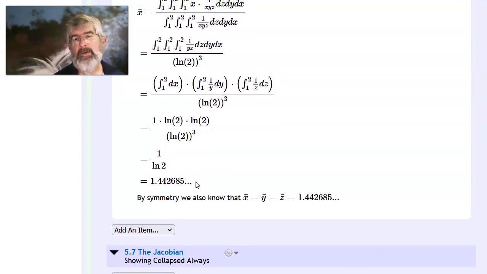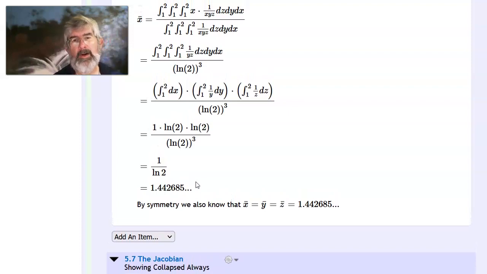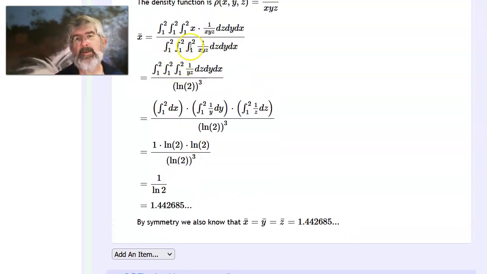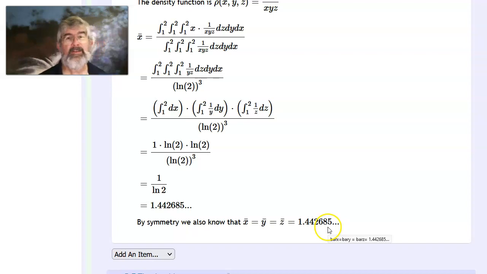I think because of the symmetry of this thing, you can see that y bar and z bar would also be the same. Just a quick check: if I plugged a y in here instead of an x, then the y's would have canceled out, and this would have been an integral of 1 over x, and you'd still end up with log 2 times 1 times log 2, and some of the log 2's would cancel out, leaving just 1 over log 2. So the symmetry of it allows me to say that the center of mass is there, with x, y, and z components being 1 over the natural log of 2.